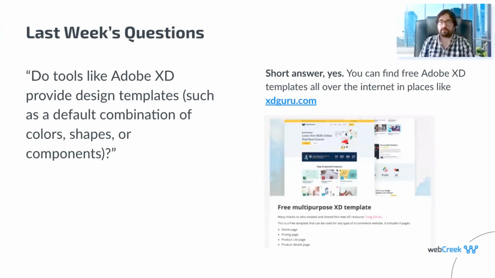Another question we had last week is, do tools like Adobe XD provide design templates such as default combinations of color, shapes, or components? Short answer, yes. You can find free Adobe templates in the form of XD files all over the internet in places like xdguru.com. You can download ready-made pages, illustration components, tabs, and within the XD file, you're going to see in most cases that colors are already assigned, you have components already made, so you only have to change the text for a button, for example, and it keeps the styles. So in short, yes, you have those resources.